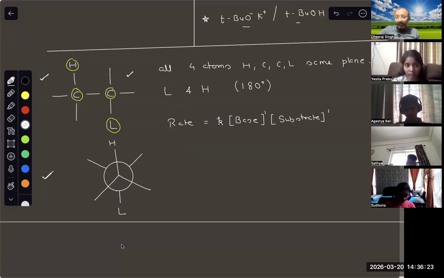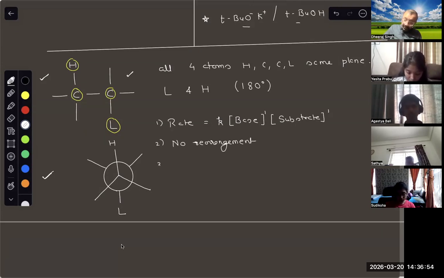The second point is that rearrangement cannot be possible. Rearrangement is not possible. There is no formation of carbocation itself. Forget about rearrangement. That is the second point. Third point. Write down: no rearrangement.